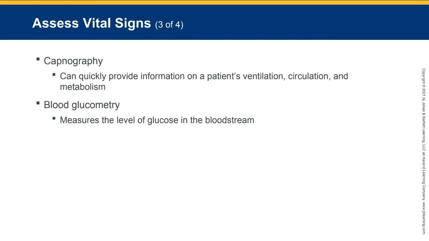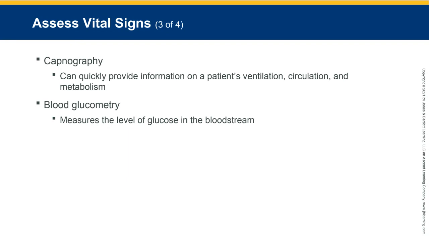If the patient's end-tidal CO2 or capnography reading is below 35 millimeters of mercury, then it means that the patient is breathing too fast. If the patient's capnography reading is above 45 millimeters of mercury, the patient is breathing too slow. So remember, capnography measures the amount of CO2 that is being exhaled by the patient.